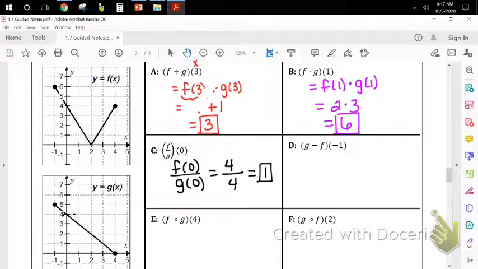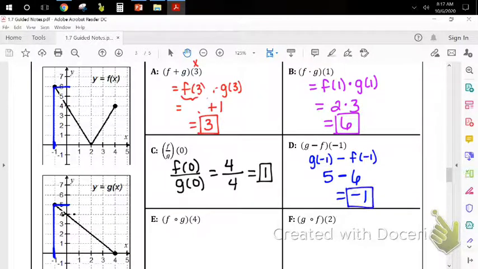For D, it says g minus f of negative 1. So that means we're going to take g of negative 1 and we're going to subtract f of negative 1. So let's go find g of negative 1. So this time we're starting at the bottom graph. X is negative 1. Go up to the graph, find its y value, which is 5, minus f of negative 1. So go to the f graph where x is negative 1, go up and find its y value, which is 6, and then subtract them. 5 minus 6 is negative 1.